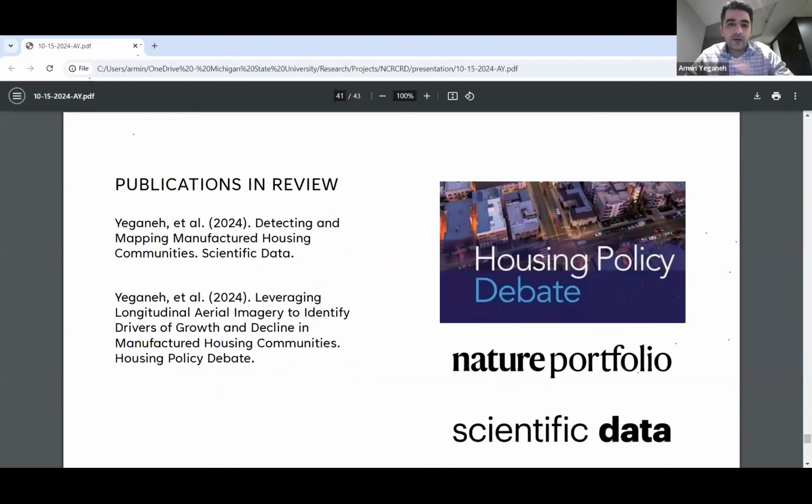So this is kind of an overview of what we did in this two-part research. As a result of this work, we co-authored two different publications. The first one was focused on our methodology for detecting and mapping manufactured housing communities in the US, which is right now in review in the Journal of Scientific Data. The second manuscript was focused on our analysis of the drivers in growth and decline in manufactured housing communities, which is in review in the Journal of Housing Policy Debates.